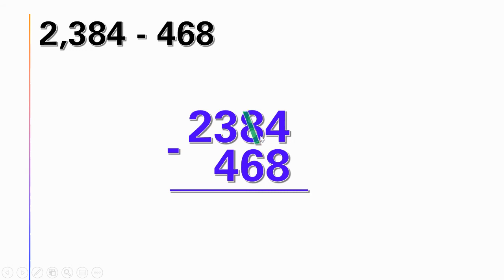We're going to rename 1 ten, so we have 7 tens left. 1 ten equals 10 ones. So we're going to add 10 ones to the 4 ones we already have. We now have 14 ones. 14 ones minus 8 ones is 6 ones. Now we can subtract the tens place. 7 tens minus 6 tens is 1 ten.